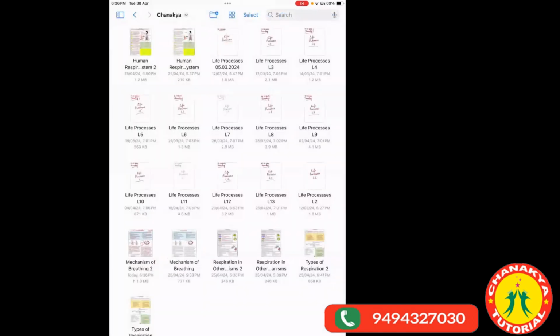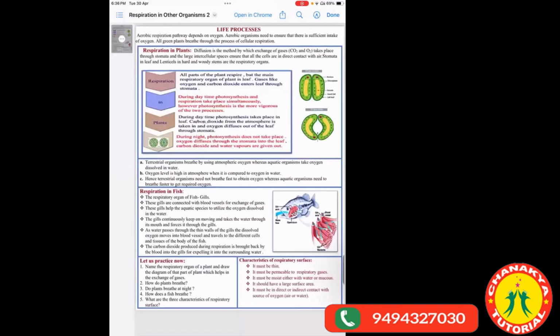Now coming to the last part of respiration, which is the respiration in plants and other organisms. Till now we have studied humans, how it is happening and which parts are involved. Now we have respiration in plants. Diffusion is the method by which exchange of gases takes place through stomata. So in the plants, they have the stomata, and through the stomata they will be exchanging the gases.